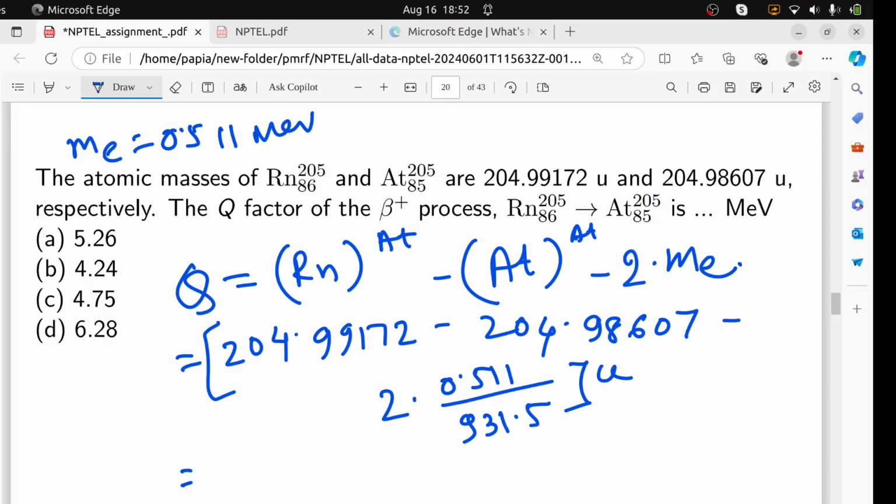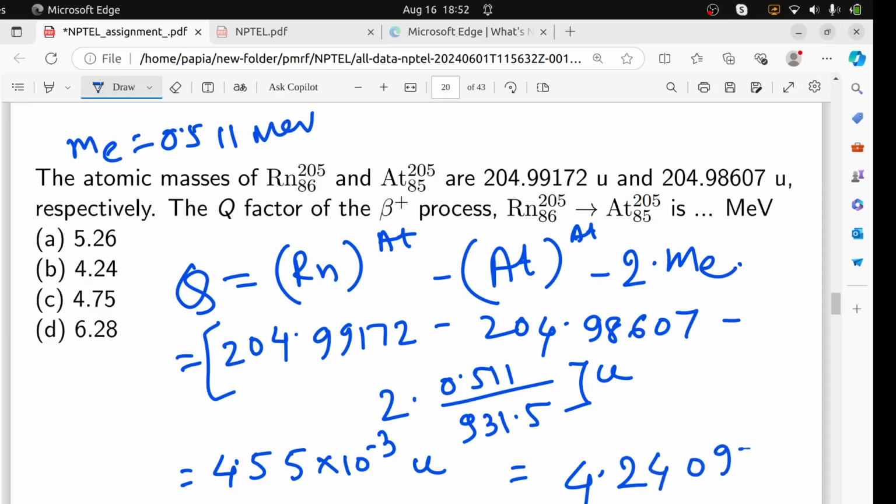So let me calculate this one. 204.99172 minus 204.98607 minus 2 into 0.511 divided by 931.5. Okay, so this is 4.55 into 10 to the power minus 3 U. So if I convert it into MeV, that should be multiplied by 931.5. It will be 4.240975 MeV. So the options are like 4.24. So that means this one will be the correct one, B.